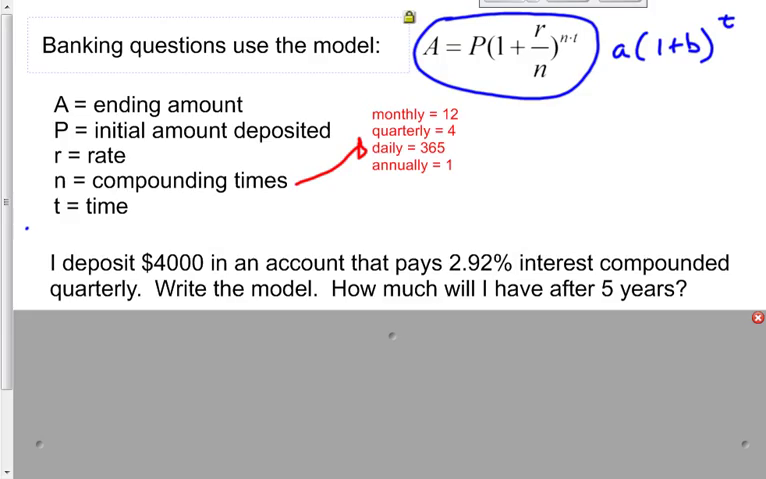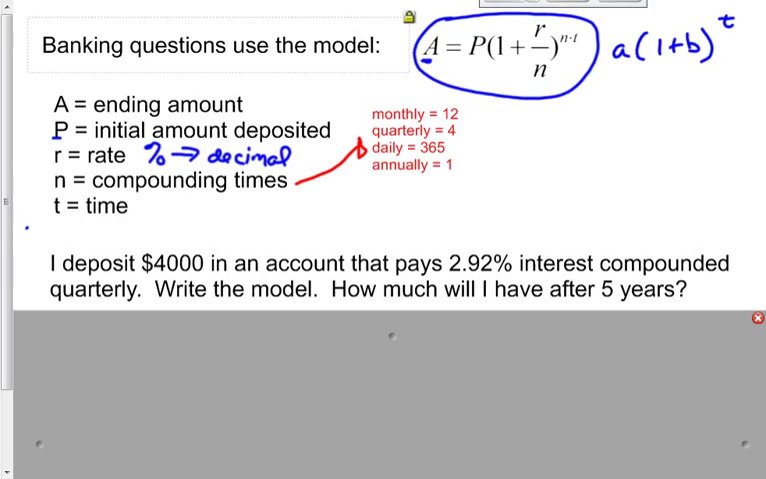A is the ending amount of money. How much are we going to have when we're all done? P is what you're going to put in the bank to start with. Maybe you're going to deposit $500 that Grandma gave you or something. R is the rate that the bank will give you. Again, always change that percent into a decimal, so move your point 2 spots. N is the compounding time.